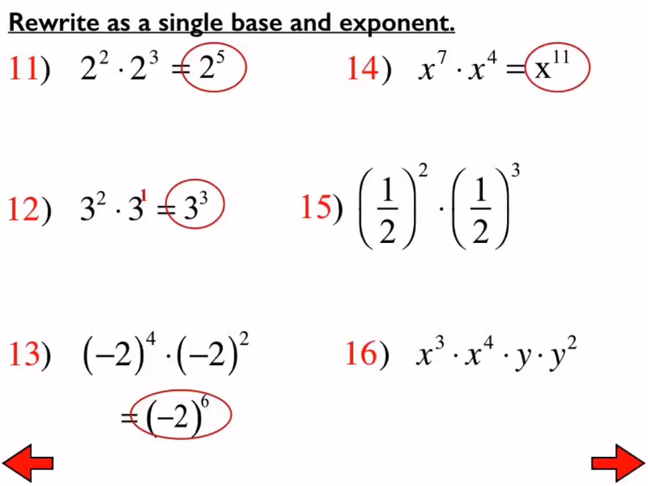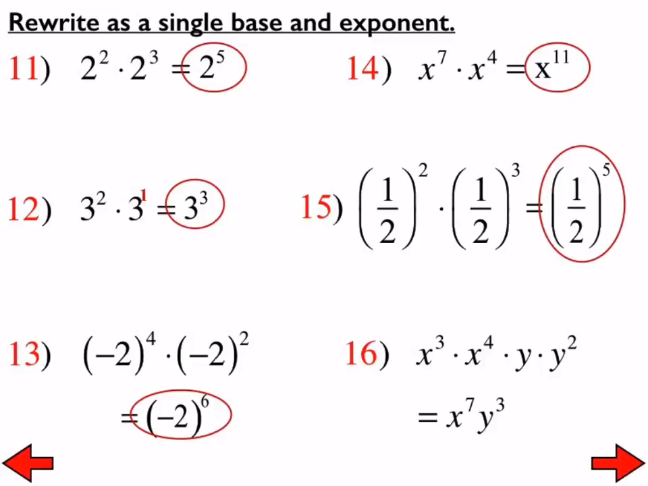Number 14 is x to the 11th power. Number 15 is 1/2 in parentheses to the 5th power. And then number 16, we can almost think of it like gathering like terms. So we can gather our x's together, which would give us x to the 7th, and then gather our y's together, which is y to the 3rd. And so that would give us x to the 7th times y to the 3rd, or x to the 7th, y to the 3rd. Okay?